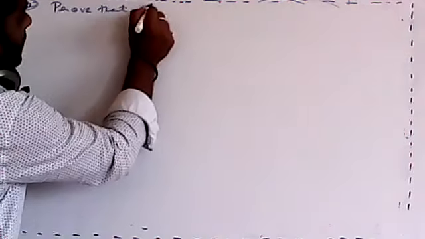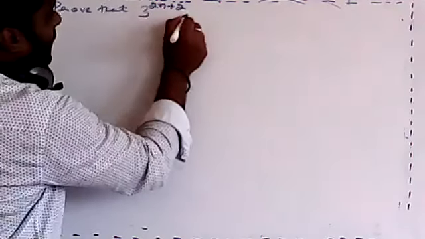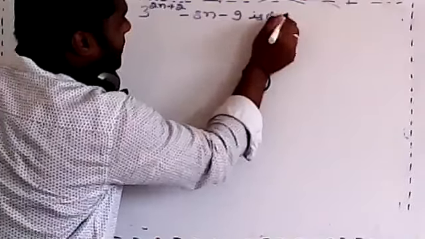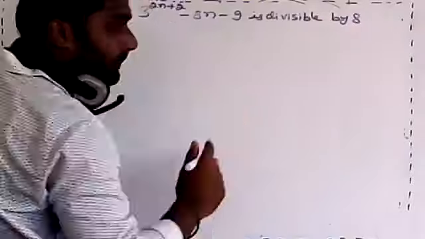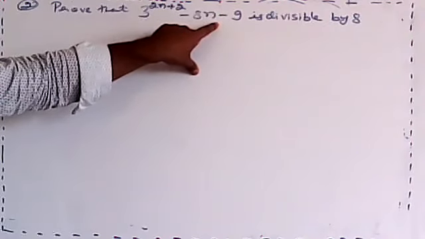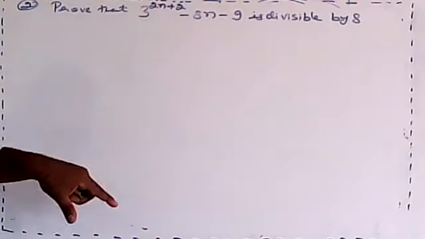Prove that 3 to the power of 2n plus 2 minus 8n minus 9 is divisible by 8. Okay, so the next problem is: prove that 3 to the power of 2n plus 2 minus 8n minus 9 is divisible by 8. Can you tell me how we solve this one?